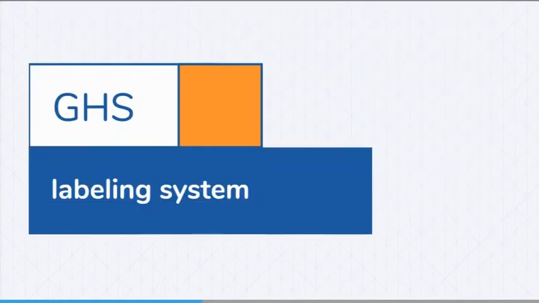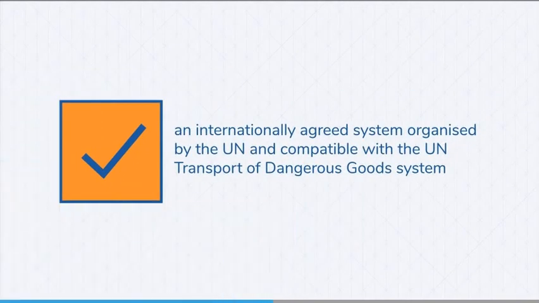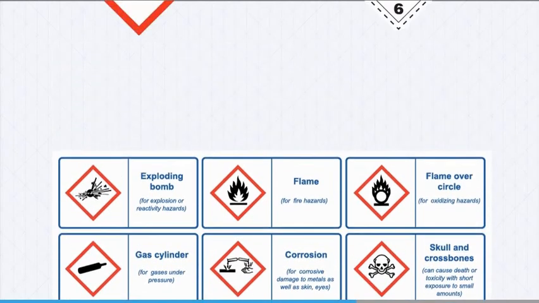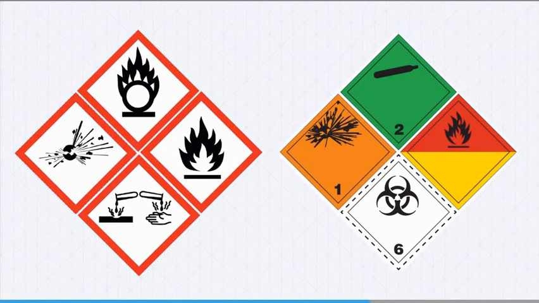The globally harmonized system of classification and labeling of chemicals, known as GHS, is used for the labeling of hazardous chemicals. It is an internationally agreed system organized by the UN and compatible with the UN Transport of Dangerous Goods system. There are 9 pictograms designed to be used as workplace and transport warnings. These are not to be confused with the transport labels identified in the IMDG code that are used for the transport of hazardous goods and dealt with in this module.